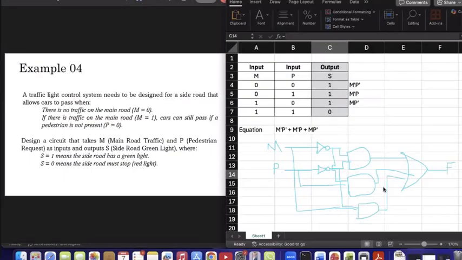Is it clear? If you understand this, the whole logic is done.